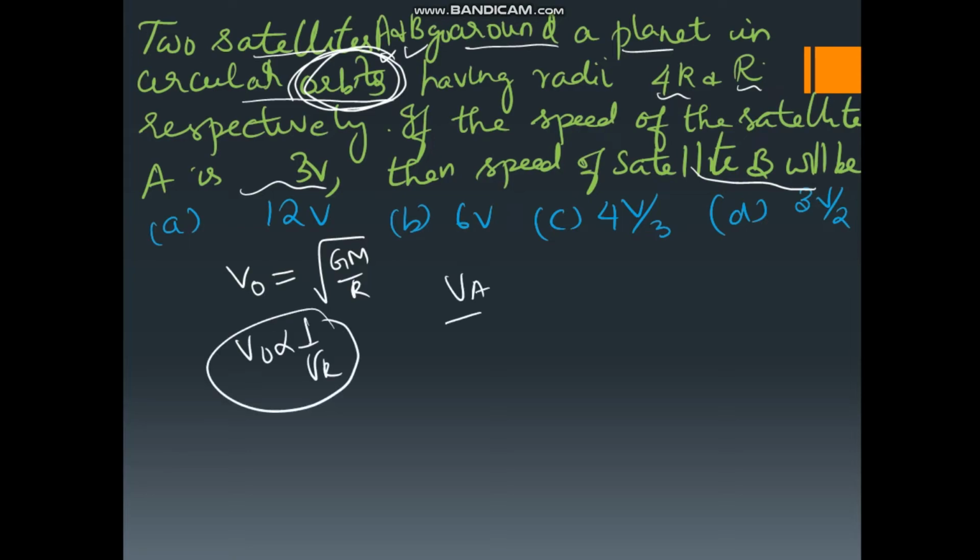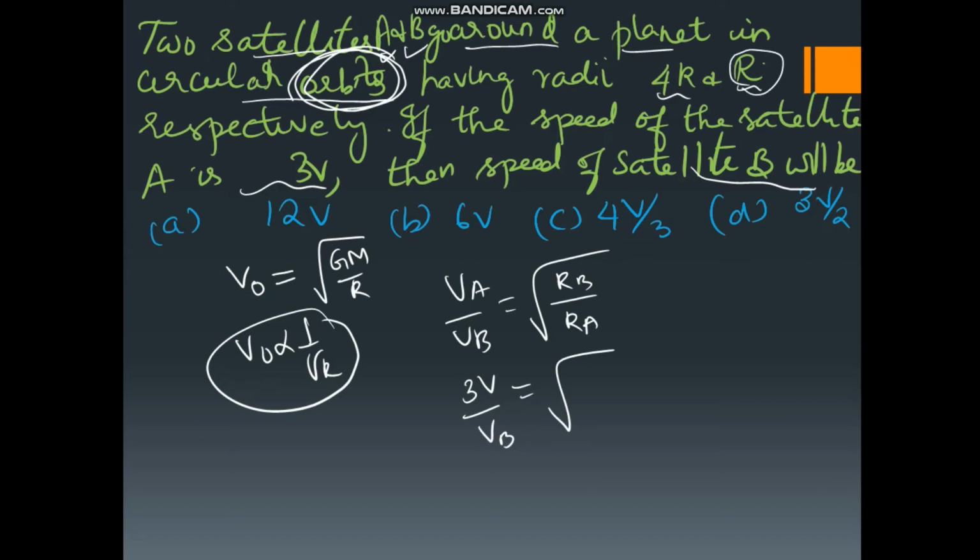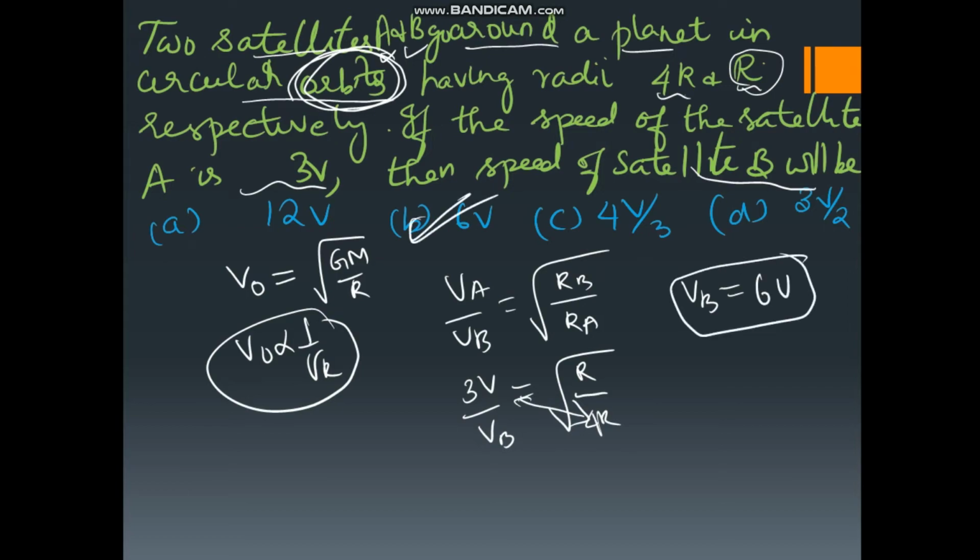Speed of A by speed of B is equal to root of radius of B by radius of A. Speed of A satellite is 3v. Speed of B satellite we want to find. Radius of orbit of the B satellite is r. Radius of orbit of the A satellite is 4r. So VB is equal to, this will come here, which is 6v. So B option is the right answer.